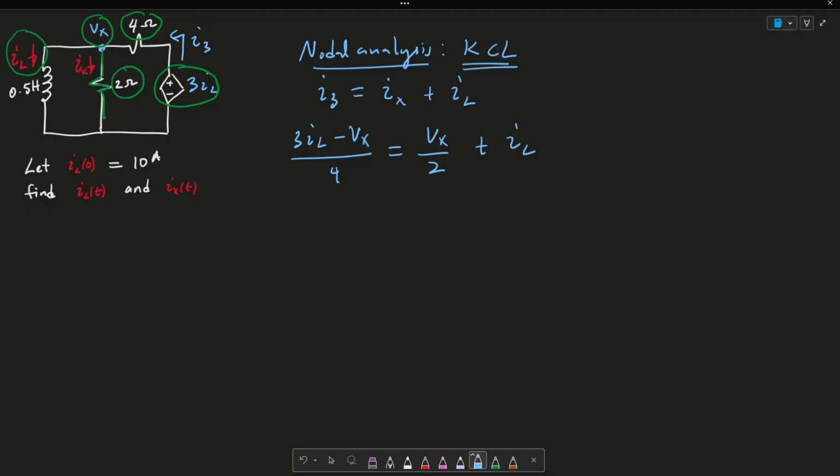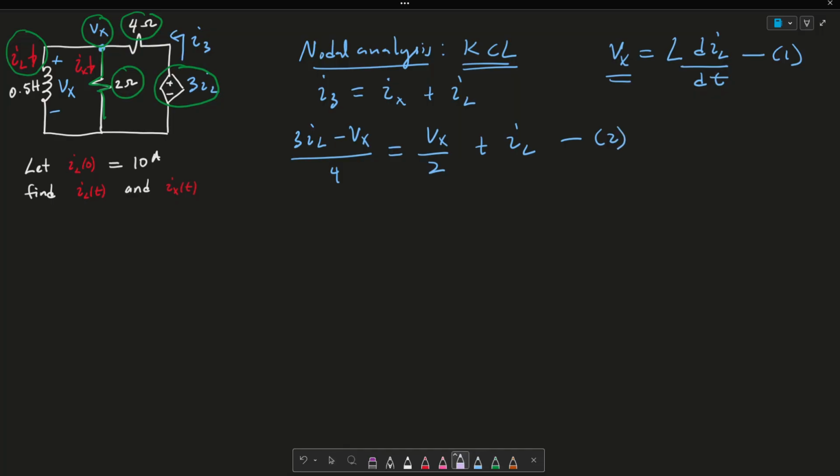Okay. Something we want to note is that Vx, from our what is an inductor video, is going to be the inductance times the change in current iL over dt. And let me call this equation 1. This is, again, the voltage across this inductor.